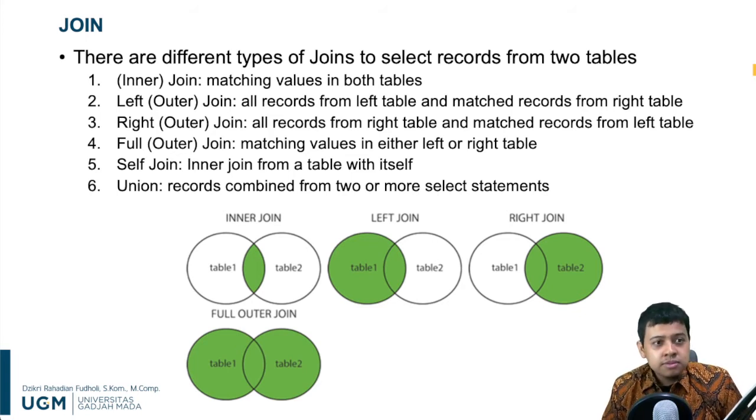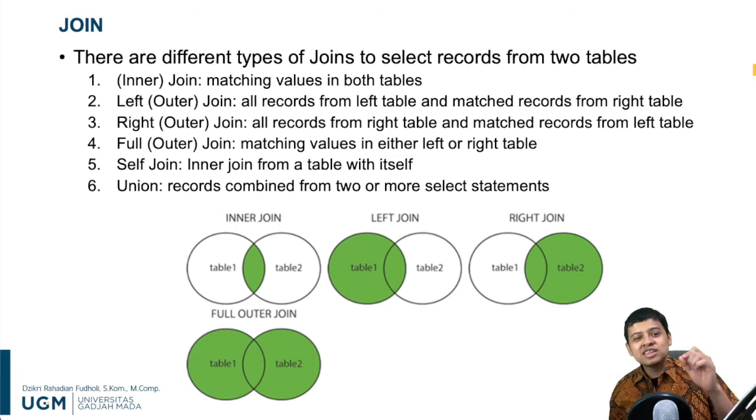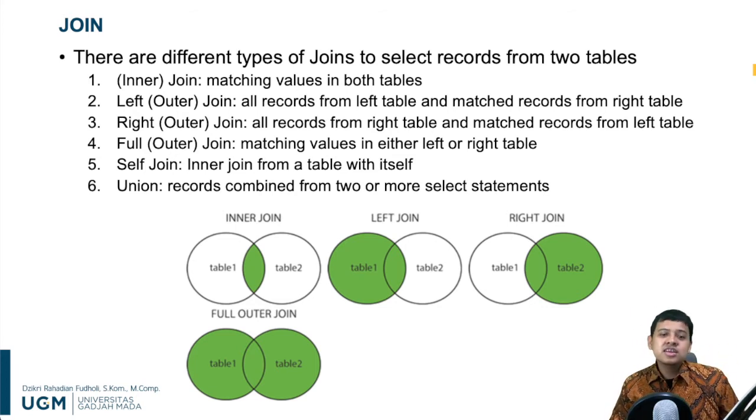Those are the four most basic join types. There are another two, the fifth one being the self join, where we want to join a table with its own table. Instead of table 1 join table 2, it's table 1 join table 1. That's self join. Later in this video, we're going to see an example.